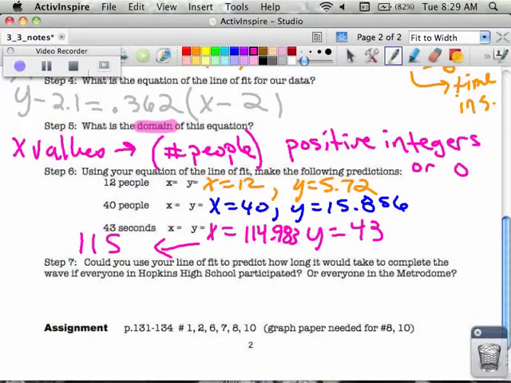And then it says in the last question, can you use this line to predict how long it would take to complete the wave if everybody at Hopkins High School participated? And the answer is, of course you could. You would just plug in the total number of people.